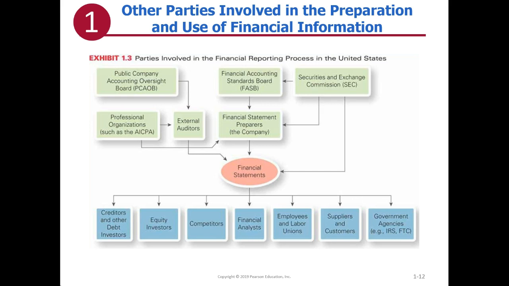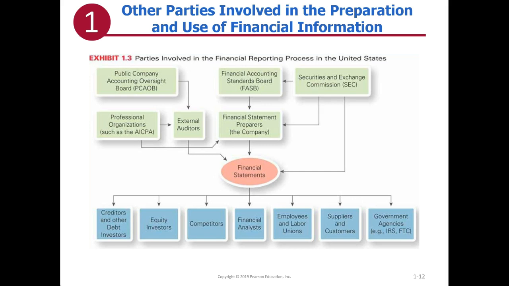Now finally, we've got professional organizations. The AICPA is one of the largest ones, and it's made up of practicing CPAs. That group influences and provides lots of assistance to external auditors and to the actual preparers of the financial statements. It assists in many ways in promoting good financial reporting. So that's just a few of the major groups that make up the financial accounting reporting environment.